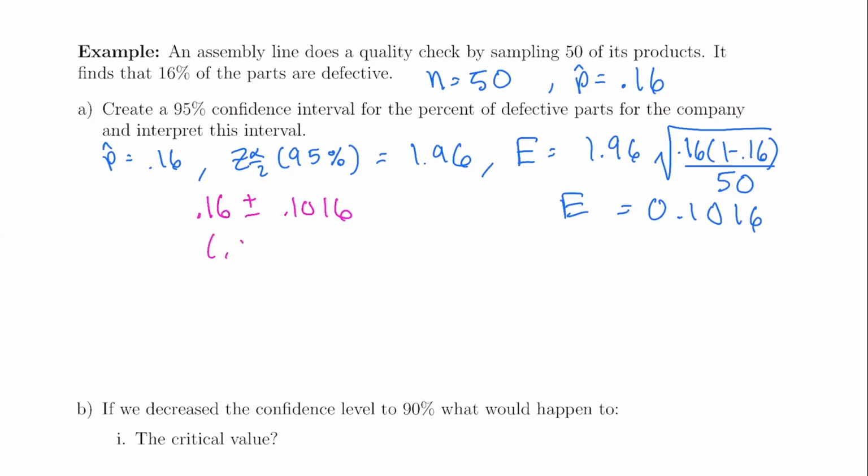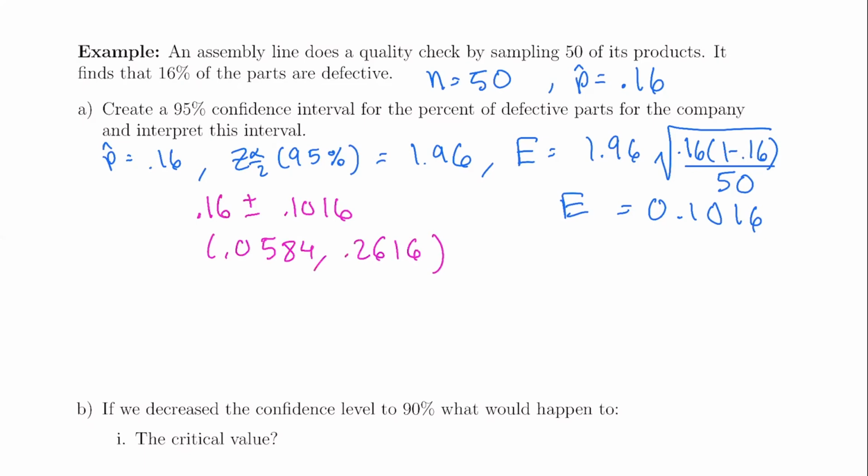So you get 0.0584. And then you add it, which is 0.2616. All right, and that's how you find the confidence interval for this one. Any question in regard to how I found the confidence interval?